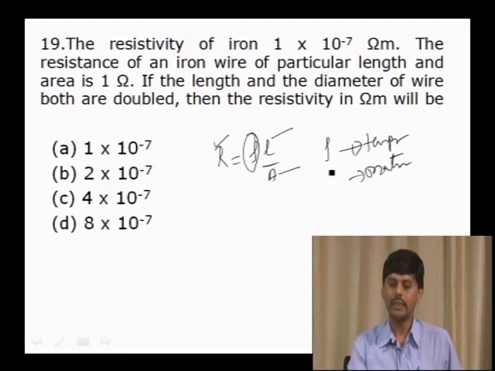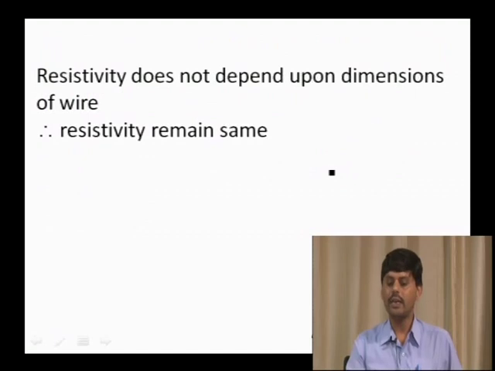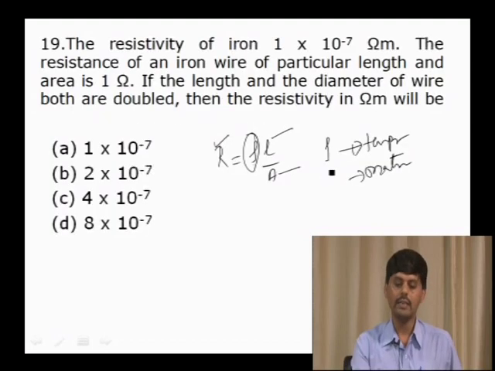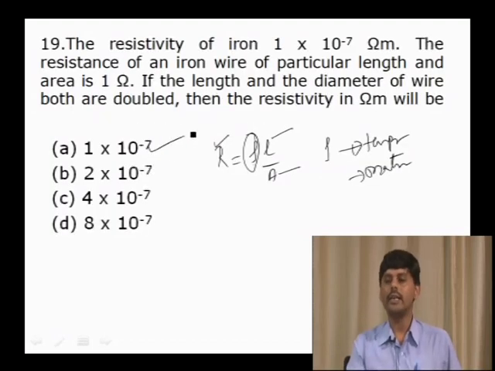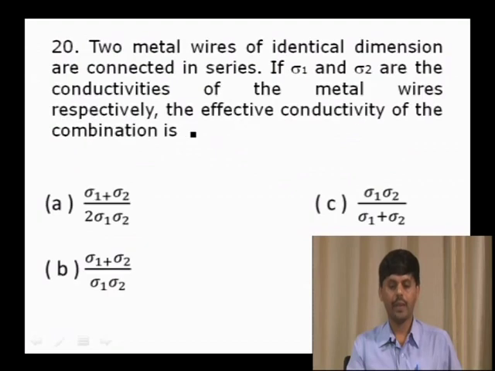If you are changing the diameter, increasing the length or decreasing the area, whatever it may be, the resistivity of the material does not change. So resistivity does not depend upon the dimensions of the wire, therefore resistivity remains the same. Hence the correct answer is the first one, 1 into 10 raised to minus 7. Question number 20. Two metal wires of identical dimensions are connected in series.